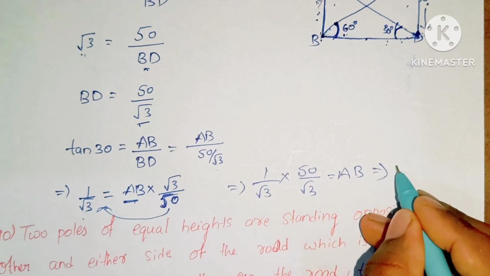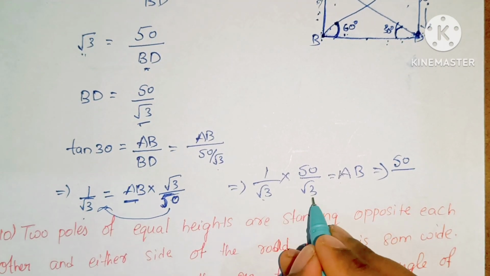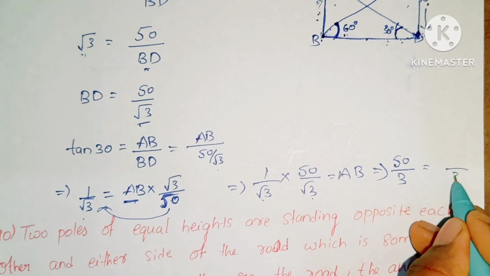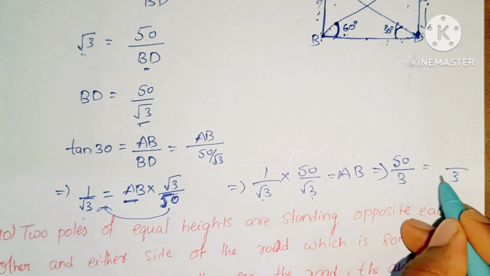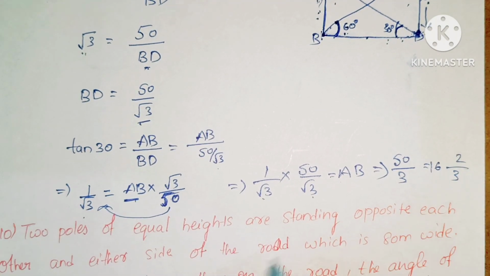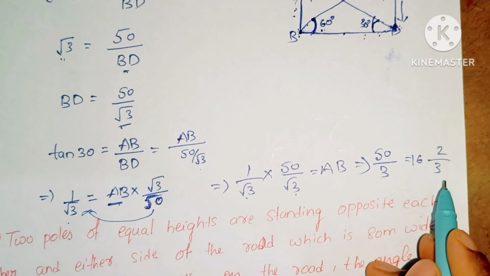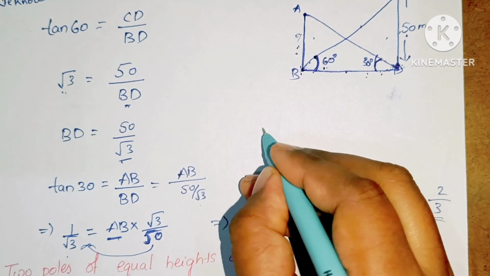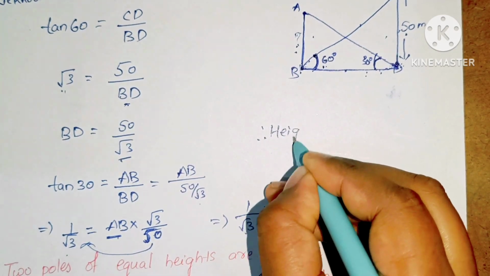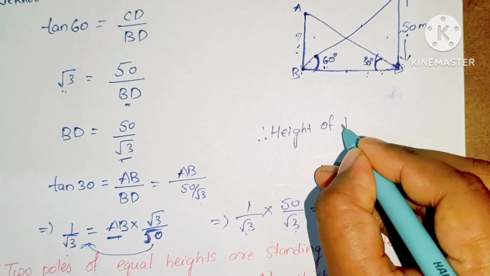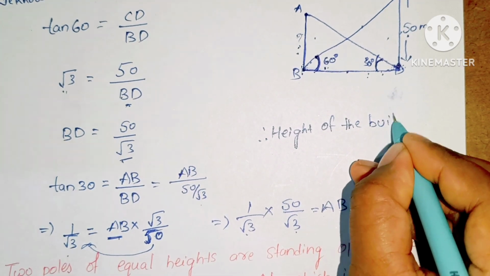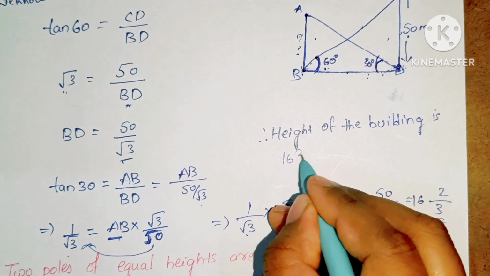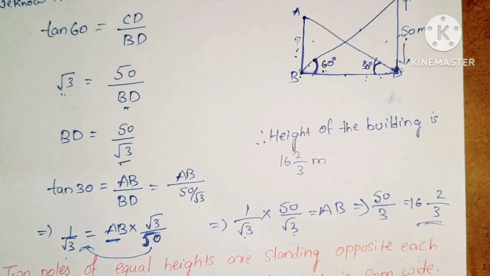So 50 by root 3 into root 3, how much? 3, equal to, you can write this one as a mixed fraction, right? 3 16s are 48, remainder 2. So 16 and 2 by 3. This is nothing but the height of the building. Okay. So the height of the building is 16 and 2 by 3 meters.